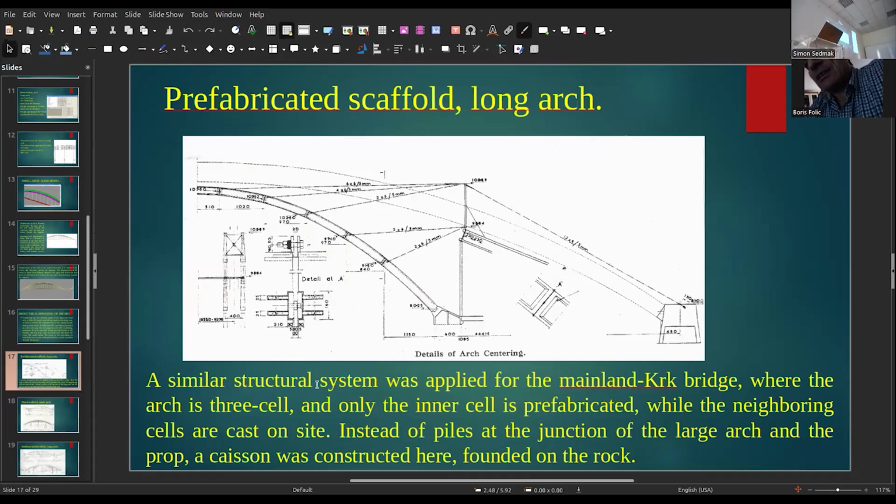A similar structural system was applied to the mainland Krk Bridge, where the arch is 3 cells and only the inner cell is prefabricated, while the neighboring cells are cast on site. Instead of piles at the junction of the large arch and the prop, a caisson was constructed here, founded on the rock. The prop is a support on the caisson.